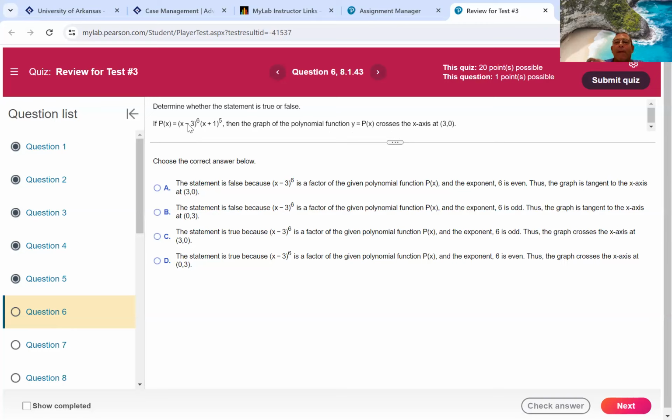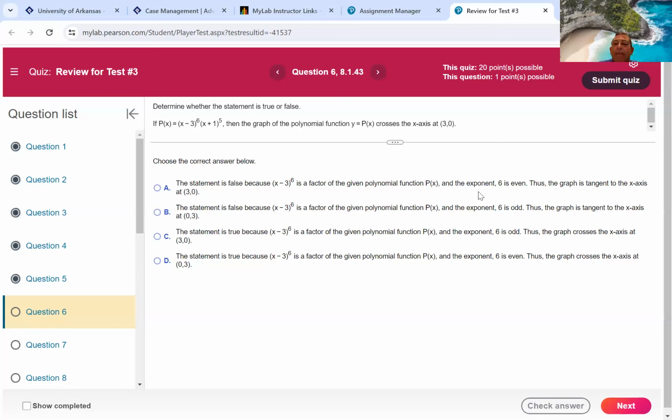So it came from the x minus 3. It has a 6 as its degree, or multiplicity, I mean. Since it's got an even multiplicity, it's not going to cross the x-axis. It's going to be tangent. So this one is actually false. So I would go to A or B is false.